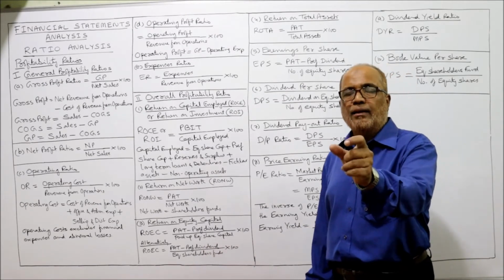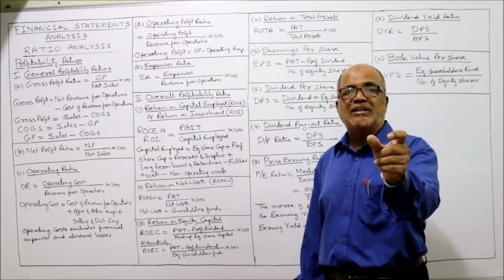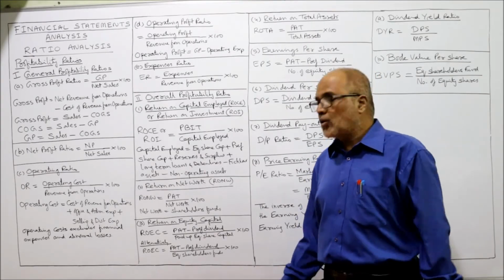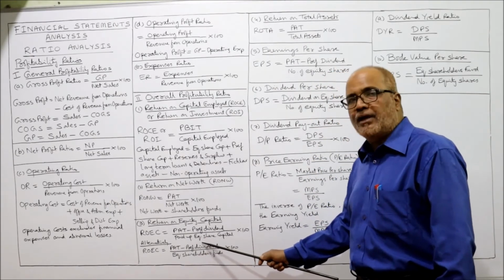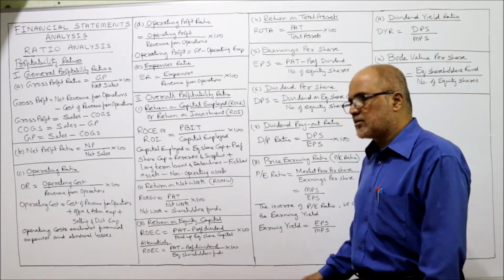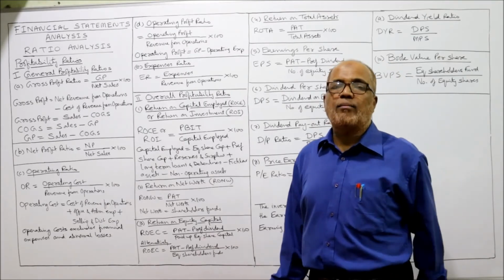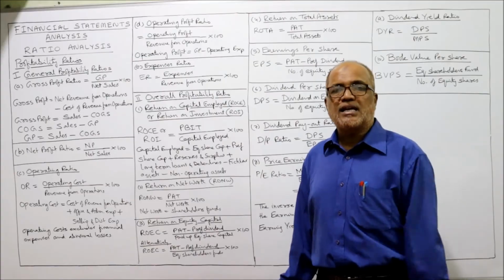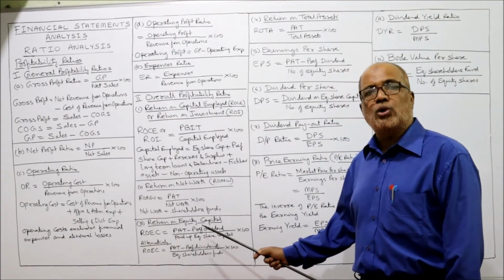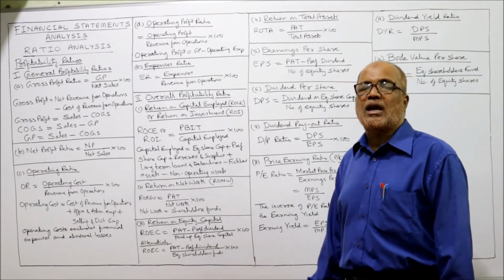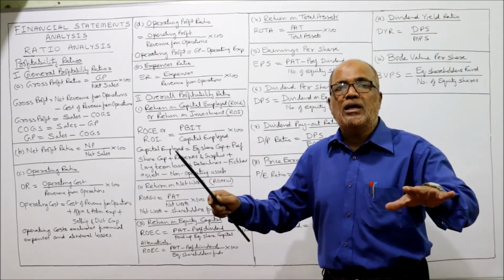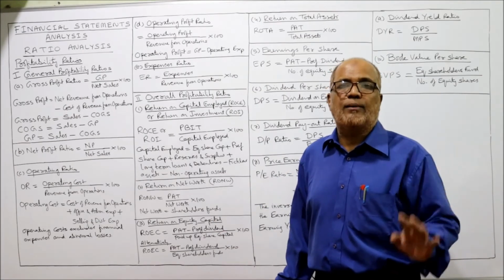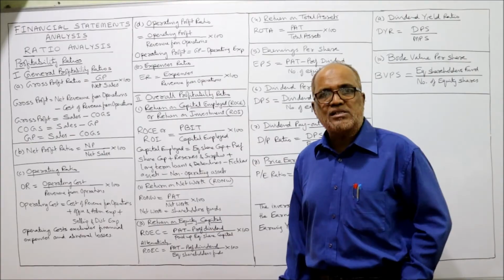So PAT minus preference dividend divided by equity shareholders' paid up equity share capital into 100. But one more alternative formula is there. Some authors say in the denominator we should not take paid up equity share capital, we should take total equity shareholders fund.